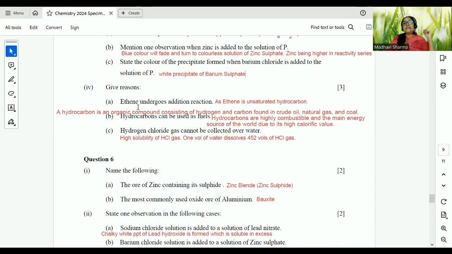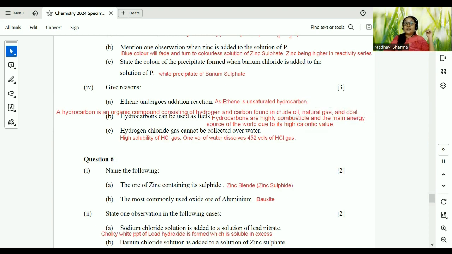Give reasons. Ethene undergoes addition reactions because it is unsaturated. Hydrocarbons can be used as fuels because they have a very high calorific value. They consist of hydrogen and carbon, and hydrogen and carbon are highly combustible and a main source of energy.